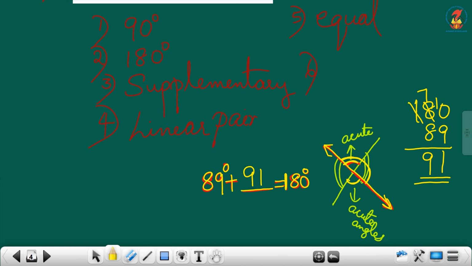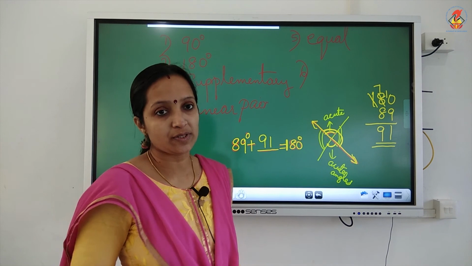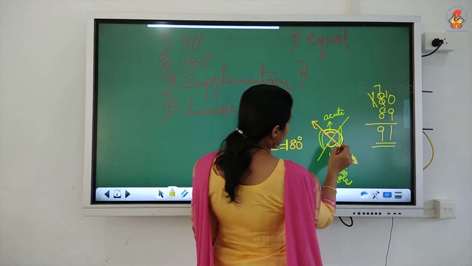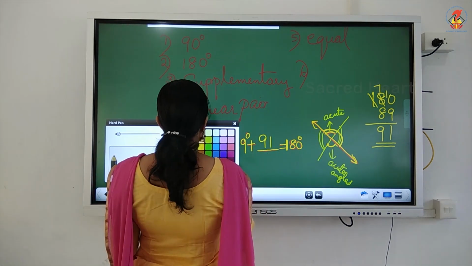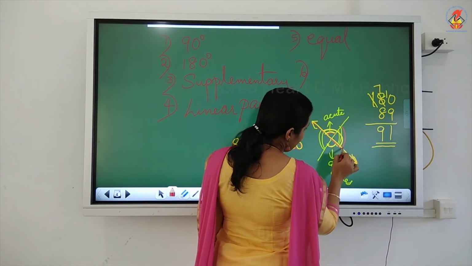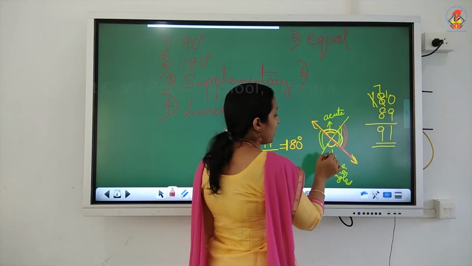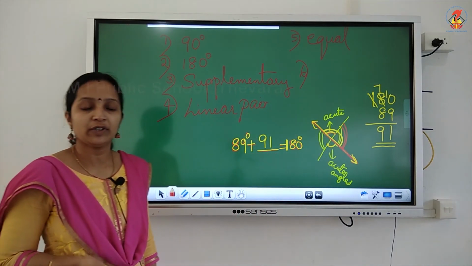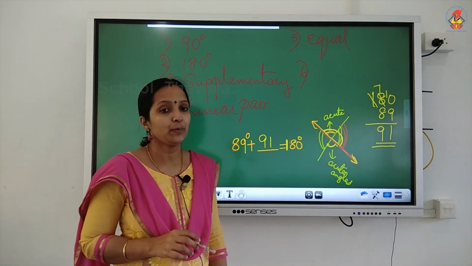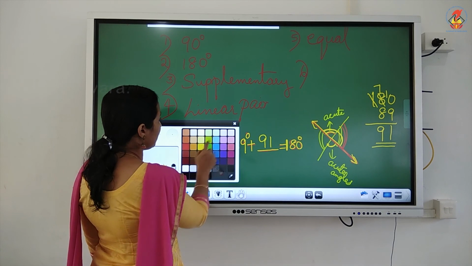That means if one angle is acute, the other angle should be obtuse. If this angle is obtuse only, we will get 180 in this straight line. So what you can say here is, if one pair of vertically opposite angles is acute, the other pair of vertically opposite angles will be obtuse. Is it clear? Those who are having doubt, just look at the next part.